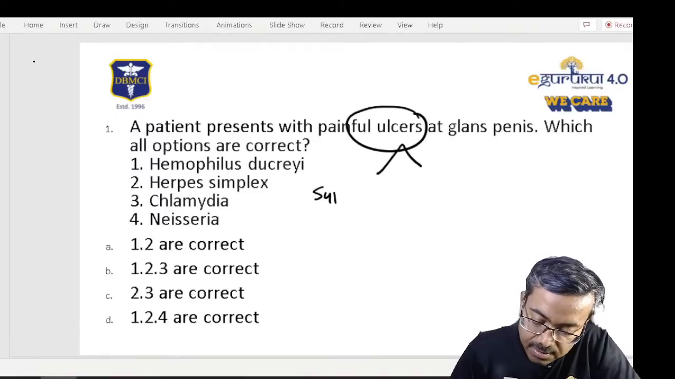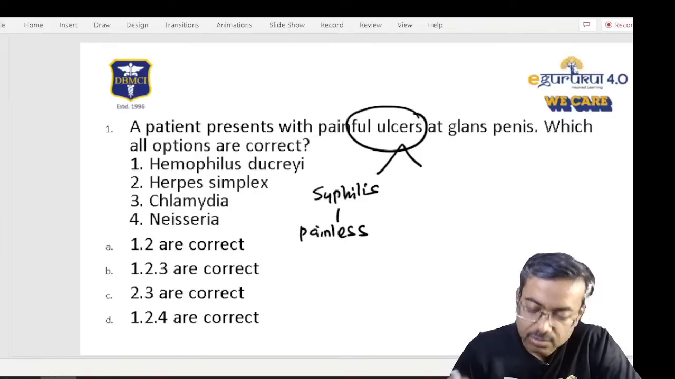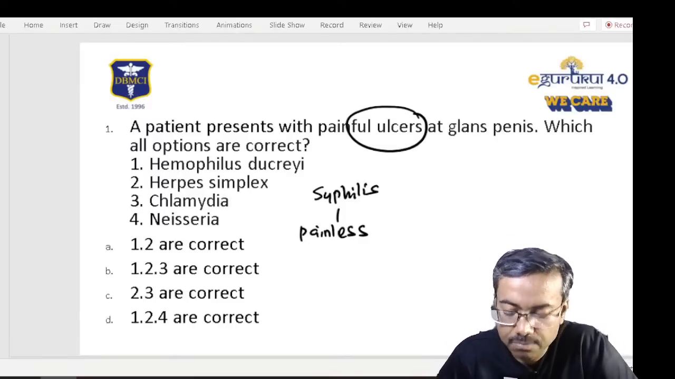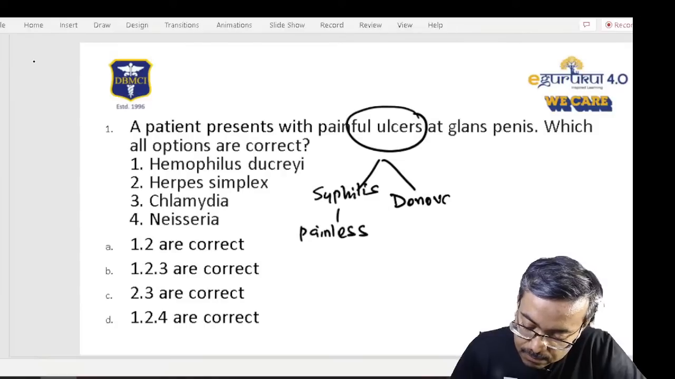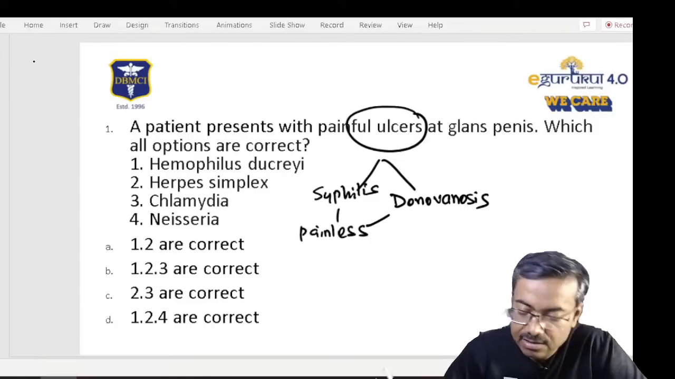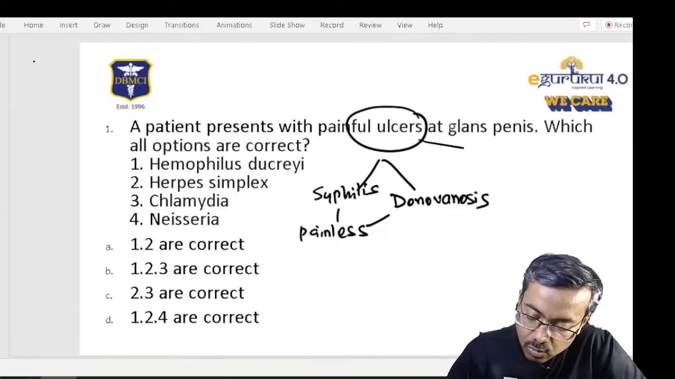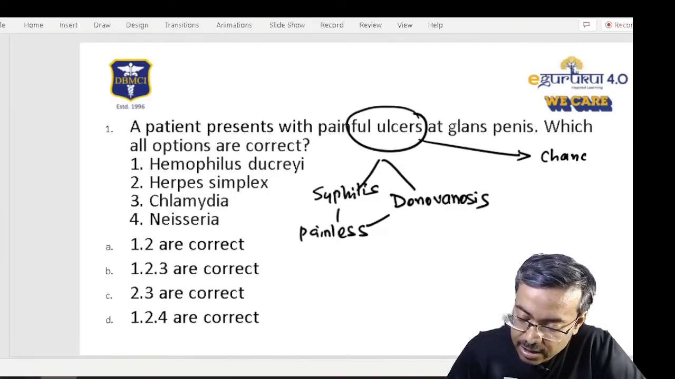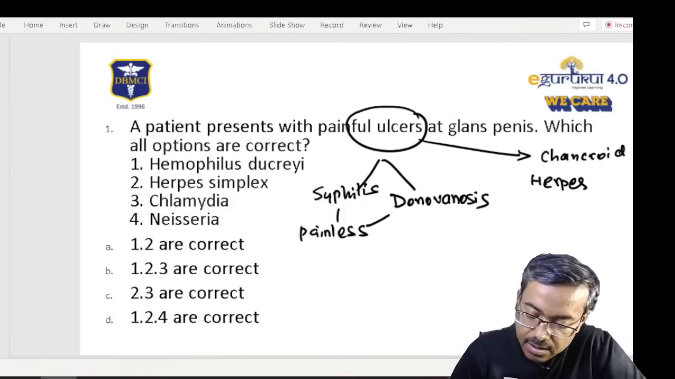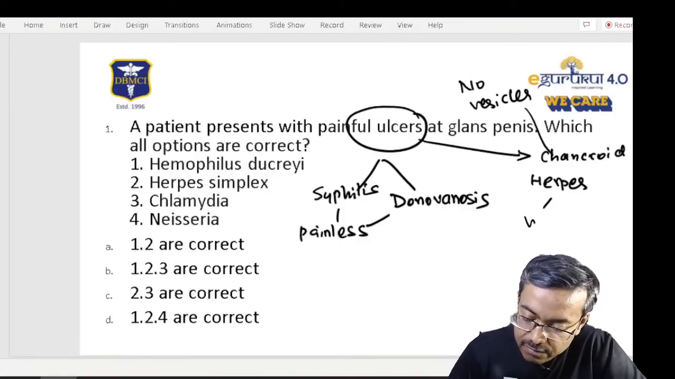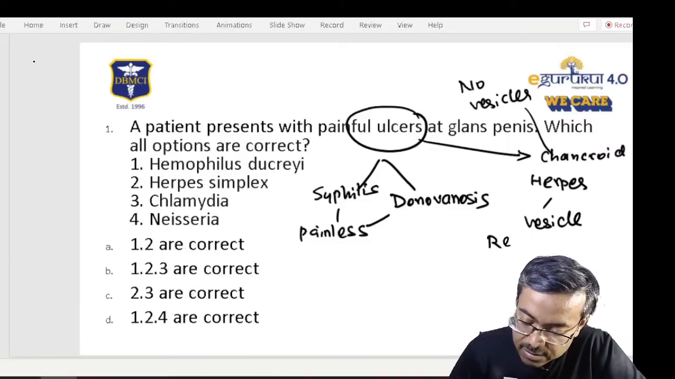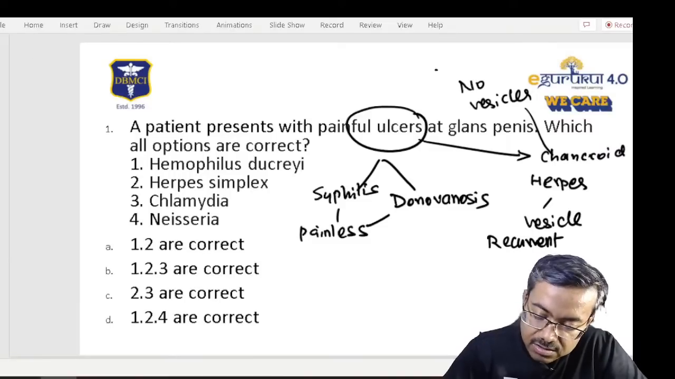Now, syphilis, remember, is painless. So that is the first point you will rule out. There's obviously no syphilis in this. Even donovanosis happens to be a painless ulcer. That's also gone. So what happens in pain? We know that chancroid causes a lot of pain and herpes causes a lot of pain, right? Now chancroid will have no vesicle, that's how you differentiate, and this will have vesicle. Plus herpes is always going to be recurrent, this is not recurrent.